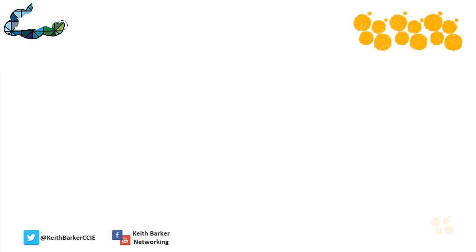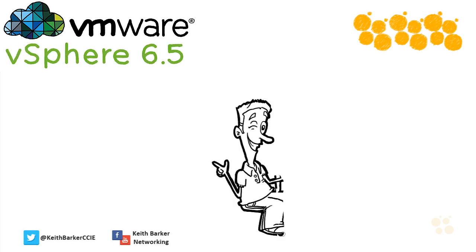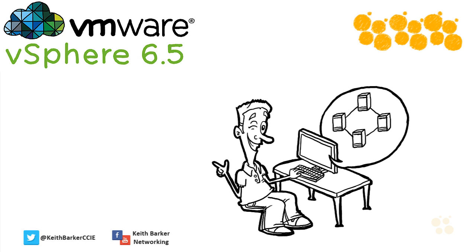In this nugget, we've taken a look at the lockdown mode options, which are disabled, normal, and strict. And I invite you to practice what we've covered in this nugget in the hands-on lab. So have some fun, and I'll see you in the next nugget.